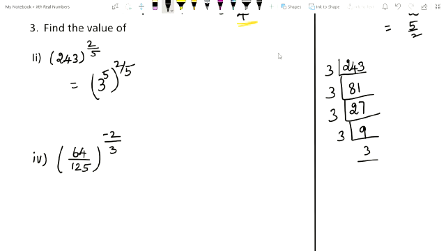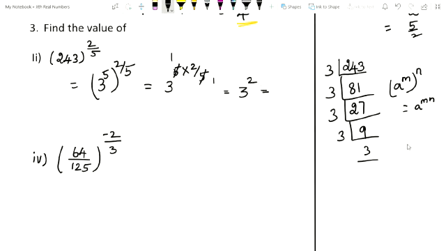So I already told you, a power m whole power n. What you will do, children? a power mn. So here 3 power 5 into 2 by 5. Now cancel this, 5 ones are 5, 5 ones are 5. Now what you will get? 3 square. What is the answer, children? 3 square means 3 into 3. So what you will get? 3 3s are 9. So 3 square equals 9. You understand, children? So the answer is 9.